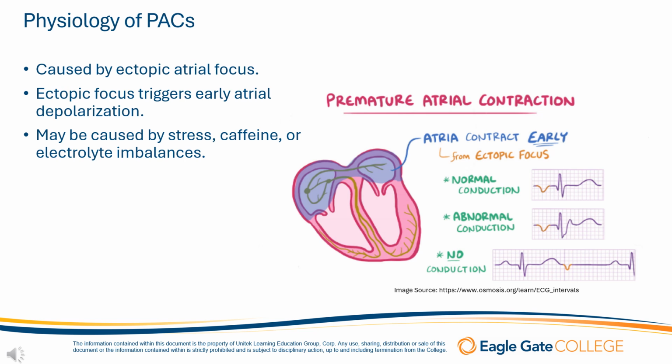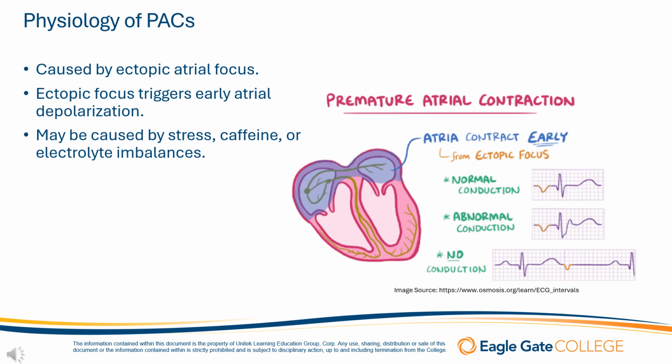This early impulse causes the atria to depolarize prematurely. Remember, depolarization is the process by which cardiac muscle cells become electrically activated, leading to contraction. In PACs, this premature depolarization occurs before the SA node can initiate its regular impulse. The result is an early contraction of the atria, which is seen as a premature P wave on the ECG. This P wave may have a different morphology compared to normal P waves due to the different origin of the impulse. These can be caused by things like stress, caffeine, or electrolyte imbalances.